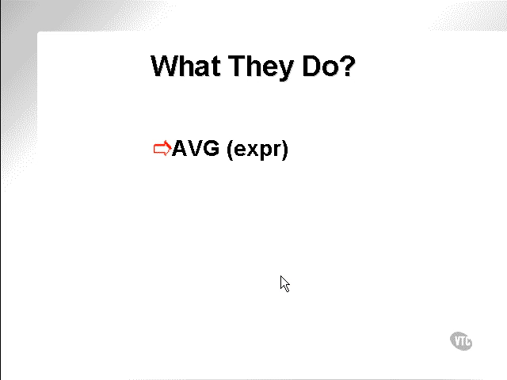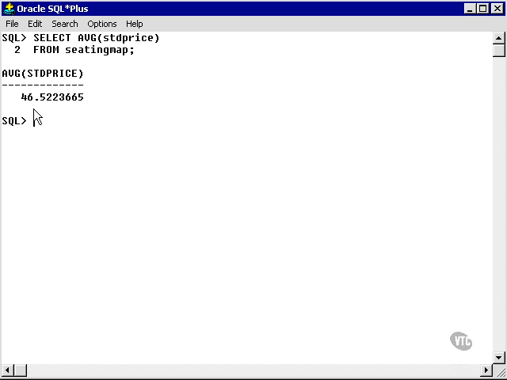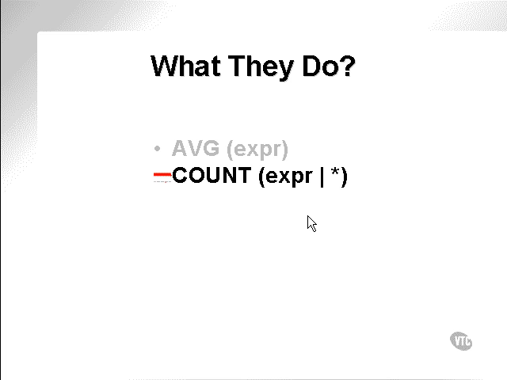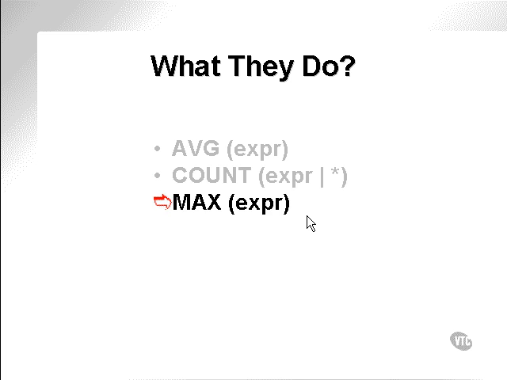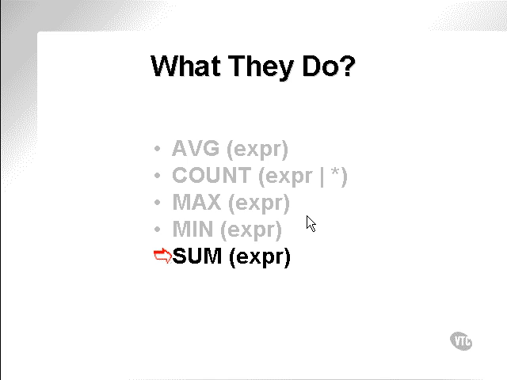How do we deal with average? Average is applied to an expression. Here's a simple average function, the average of the standard price on the seating map. Count, as we've seen a number of times before, will count on an expression for everything. Max gives a maximum value of an expression, same applies to minimum, and the same applies to sum.